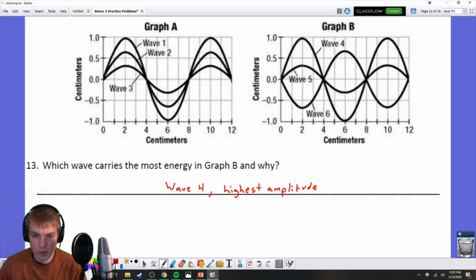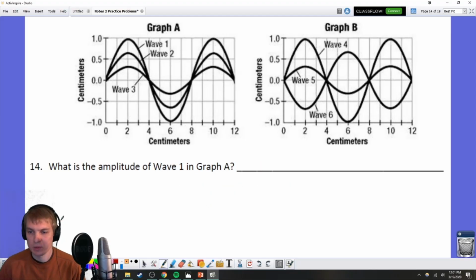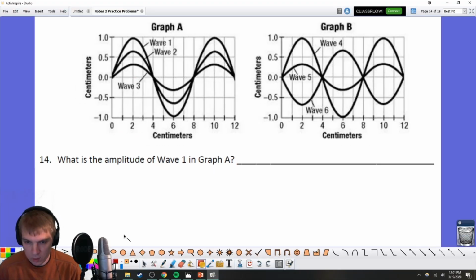All right, number 14. What is the amplitude of wave 1 in graph A? Well, we want to make sure that we're calculating from this midline here. So I'm going to pull out a straight line tool. We want to go from this midline right there. Actually, let's make that red so that we can see that. To the very height. So we're going from that midline to this height right here. And we want to measure that.